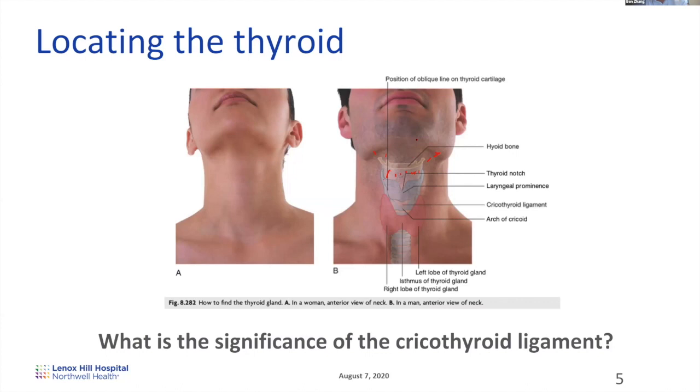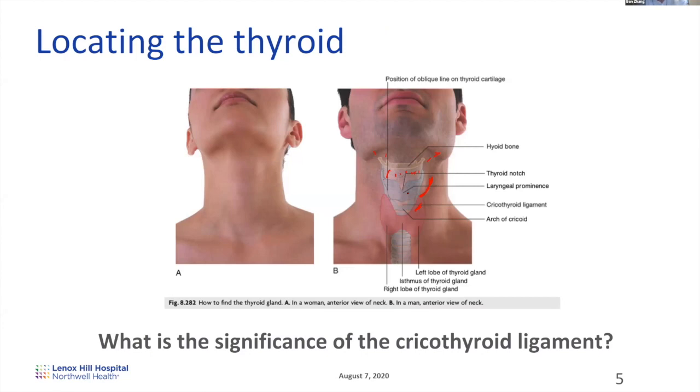I'll talk about the significance of the cricothyroid ligament. Your thyroid cartilage, as we said, is right here, and your cricoid cartilage is right here. In between your cricoid and your thyroid is this ligament or membrane, which we call the cricothyroid ligament. This membrane provides easy access to whatever's behind, without injuring too many surrounding structures.